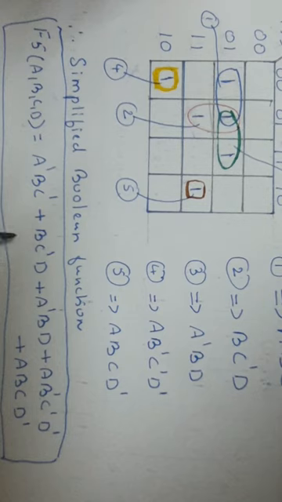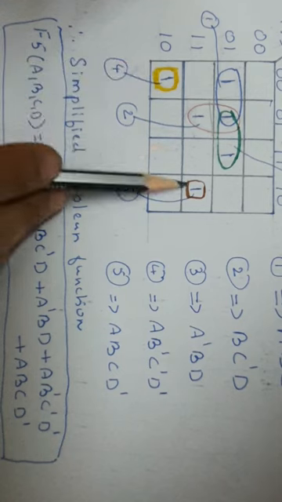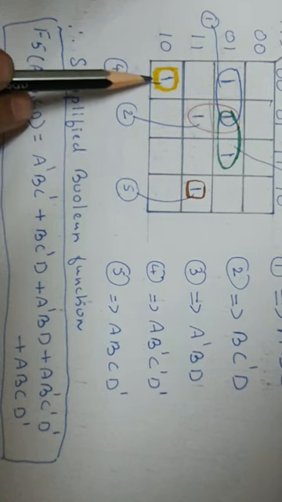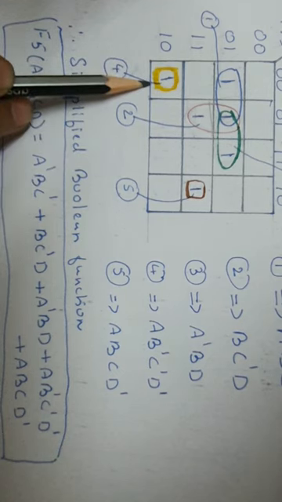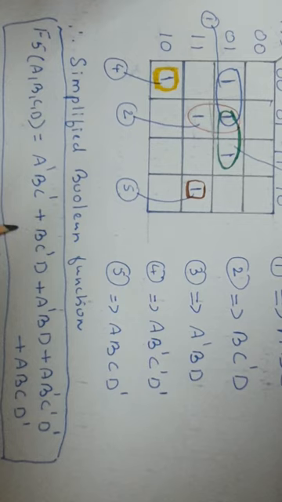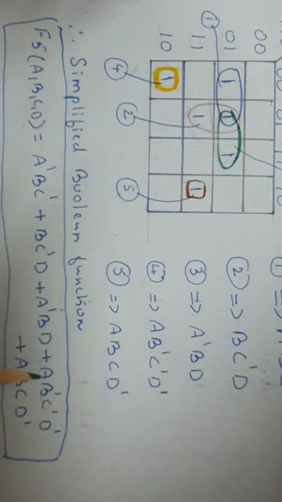And this is another problem where different individual groups are there, only groups of a single 1. That kind of problem it is. Okay. What is the final solution? F of ABCD equals A dash BC dash plus BC dash D plus A dash BD plus AB dash C dash D dash plus ABC D dash. Plus means logical OR here. Okay. That completes the solution.